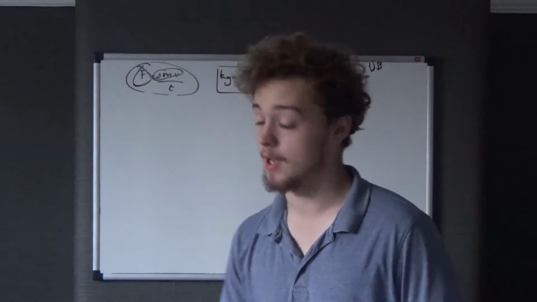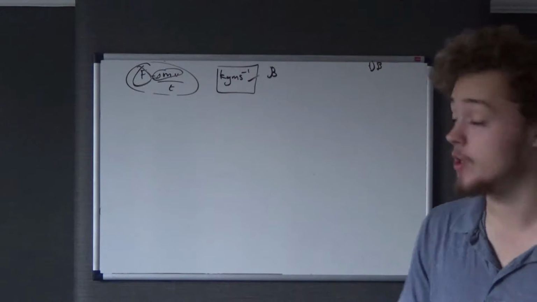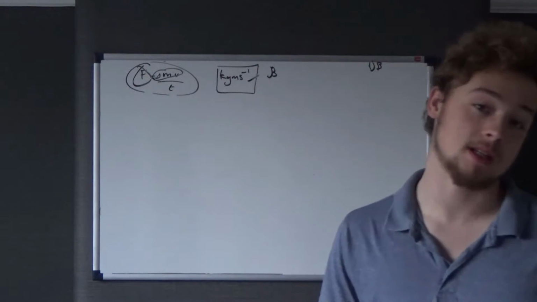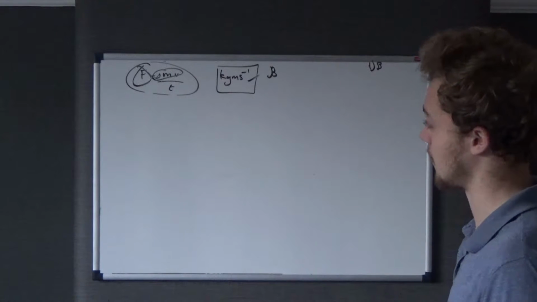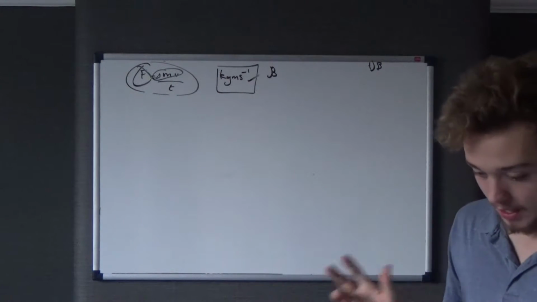Now, the other option, C, is metre per second squared, which is only ever seen in acceleration, as far as we're concerned anyway. So that's why question 1 is answer B.